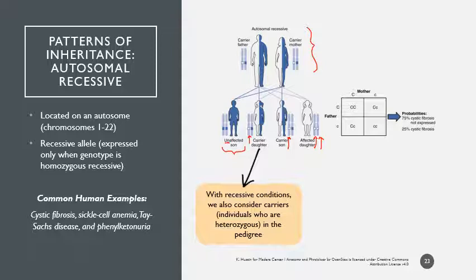So one common example of this is cystic fibrosis. It is an autosomal recessive condition. It's caused by an allele that is on an autosome, and you have to have two copies of it in order to have cystic fibrosis. Other ones include sickle cell anemia. With sickle cell, if you have two copies of the dominant allele, that's just normal hemoglobin. If you have one copy of the dominant allele and one copy of the recessive allele, you have protection against malaria. And if you have two copies of the recessive allele, you have sickle cell anemia.